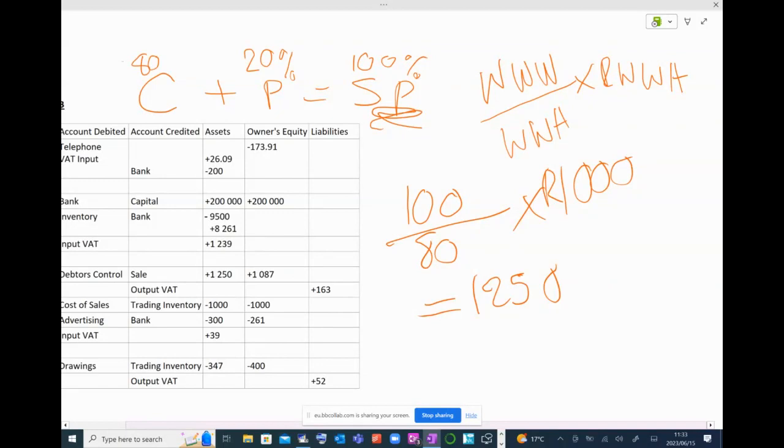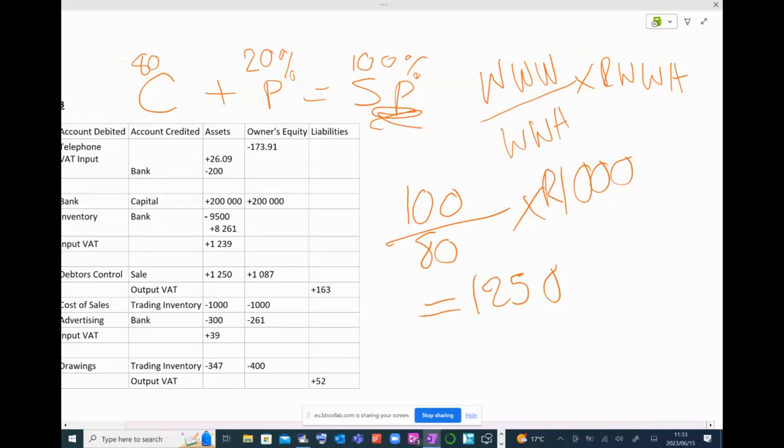We sold 1,000 worth of goods at the cost price. I forgot what the exact wording is, but it's letting us know that 1,000 is the cost price. So we have our cost. Therefore, this is where this 80 is coming from.